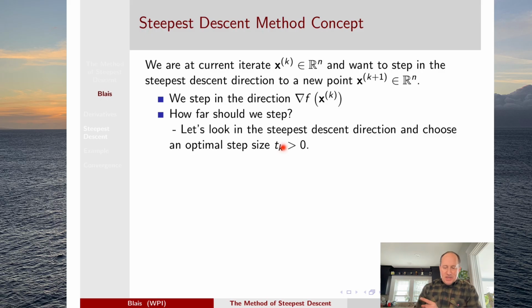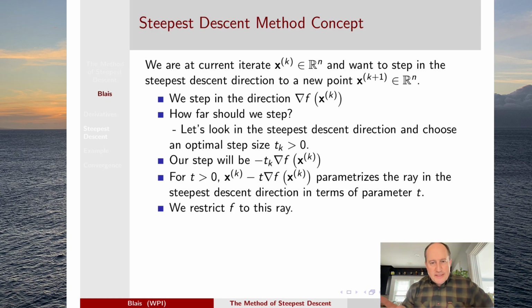So we're going to have some step size, t sub k. It's going to be a positive step size because we know we have a negative gradient that's non-zero. If it's 0, then we're probably at a potential minimizer. But if it's non-zero, it's downhill. Let's pick an optimal step size in that direction. We call it tk. So let's think about parametrizing the ray in that direction of the negative gradient.